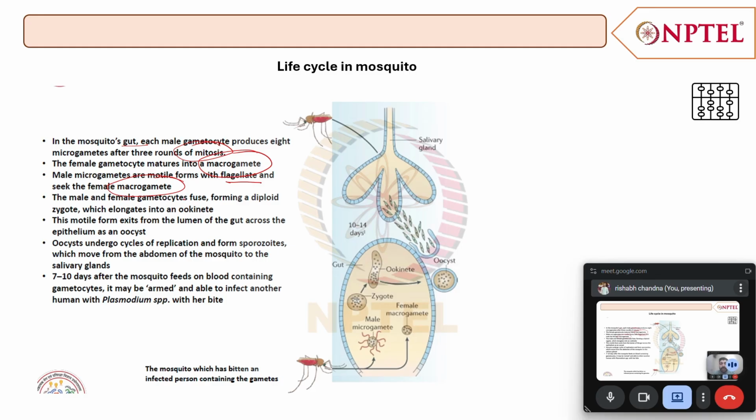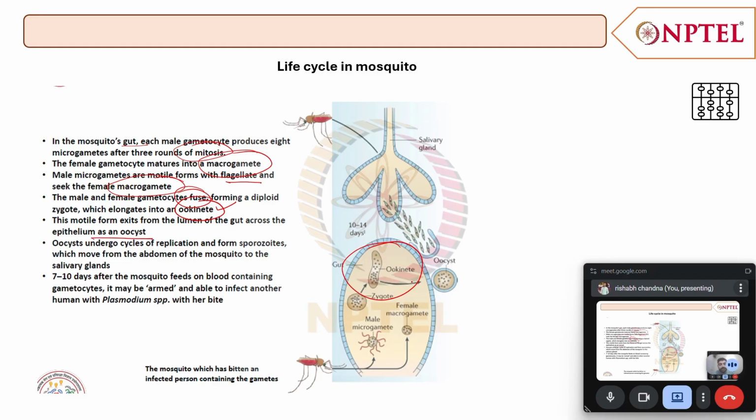Now the male gametes are motile; they form flagella and seek the female macrogamete. The male and female gametes fuse, forming a diploid zygote which elongates into an ookinete. So this is an ookinete. Now this motile form exits from the lumen of the gut across the epithelium as an oocyst.